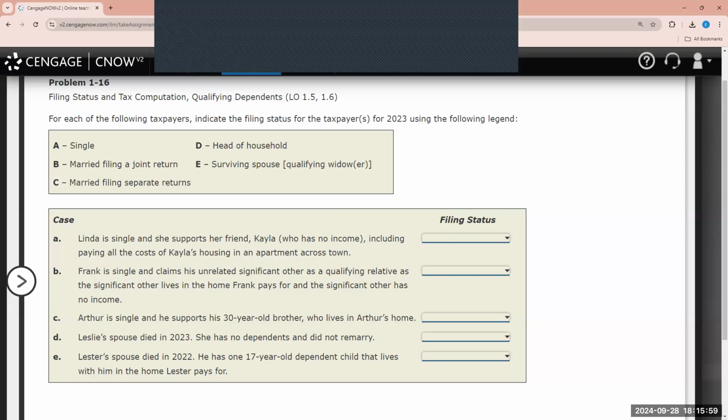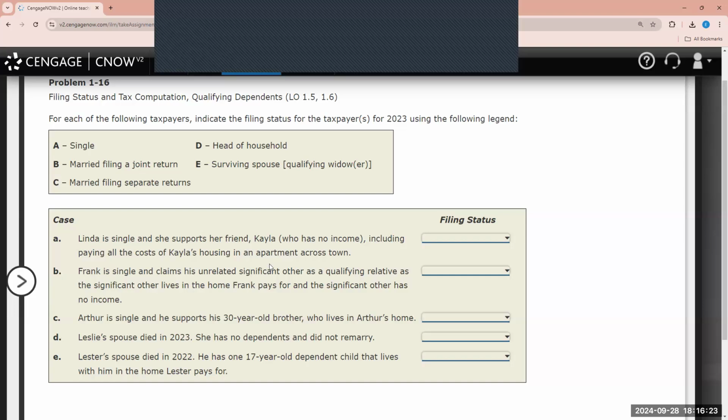A states Linda is single, and she supports her friend Kayla, who has no income, including paying all costs of Kayla's housing in an apartment across town. So in this case, we need to determine, should she be head of household? Does she have a dependent?